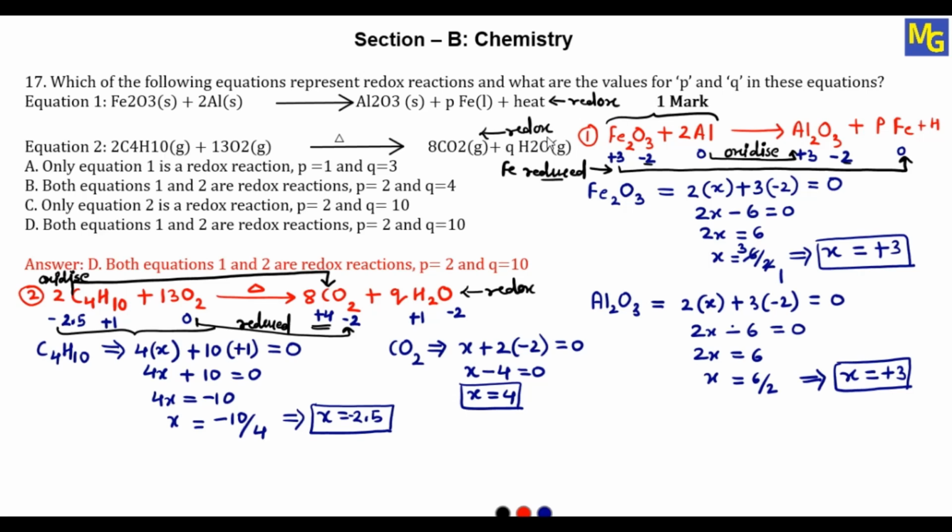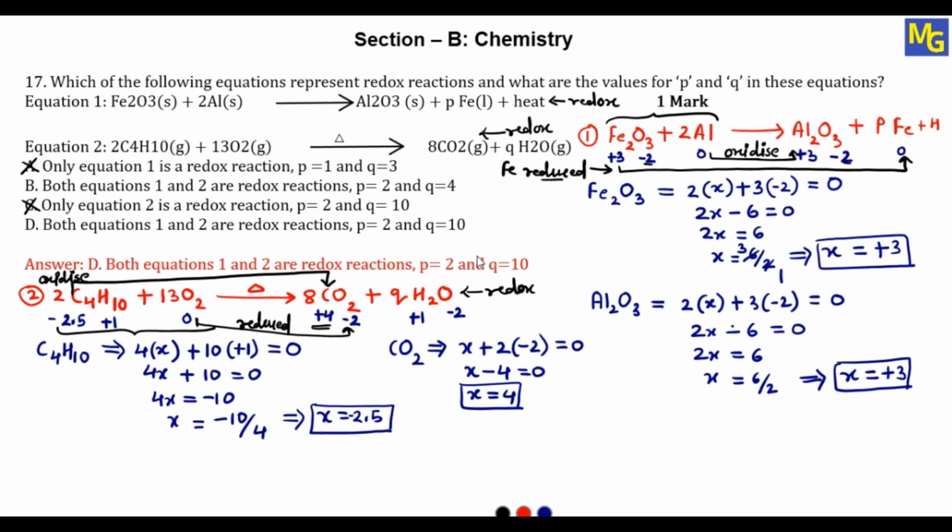So now if you see, both the reactions are redox. If you focus on the options, only equation 1 is redox, so this is a wrong option. Both equation 1 and 2 are redox, so this is correct. Only equation 2 is redox, so this is also wrong. Both equation 1 and 2 are redox. So now we have two choices, B or D. Any one option is correct, that we have to decide with the help of P and Q value.